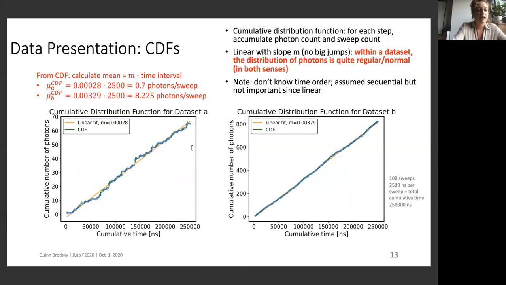Finally, I calculated and plotted the cumulative average, which is a cumulative sum over the data sets, also called a cumulative distribution function, which I've indicated by CDF.